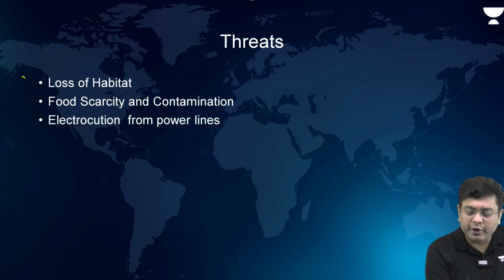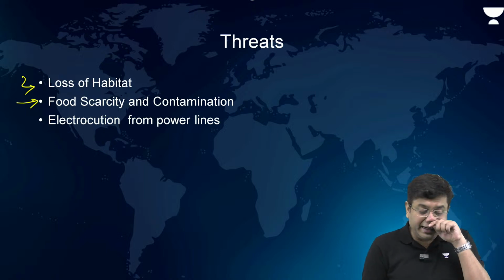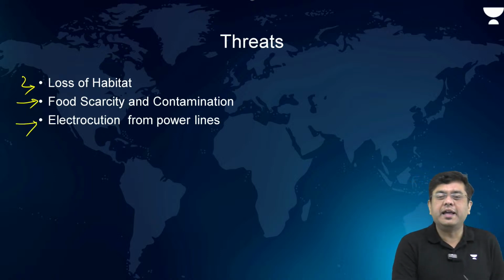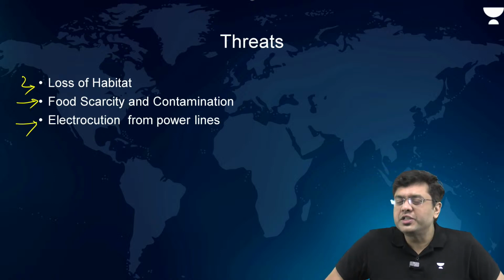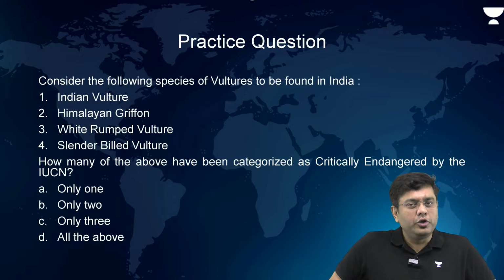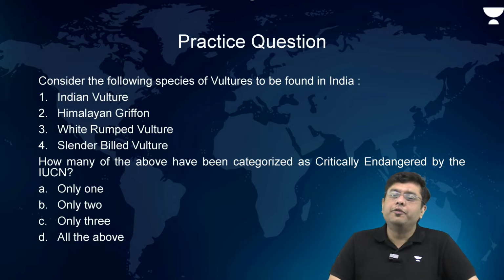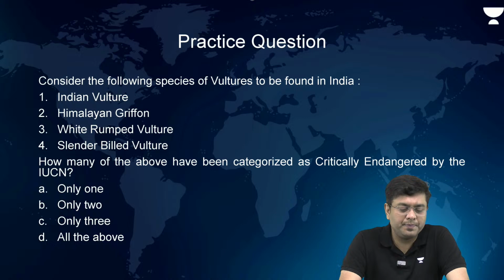The threats: loss of habitat due to urbanization, food scarcity and contamination, and many of the times electrocution due to power lines also. So which are those critically endangered, right? You have WRIS. Okay, so that is what you have to keep in mind. So this kind of a question is what many of the students are scared of. So let us take a look at this kind of a question.